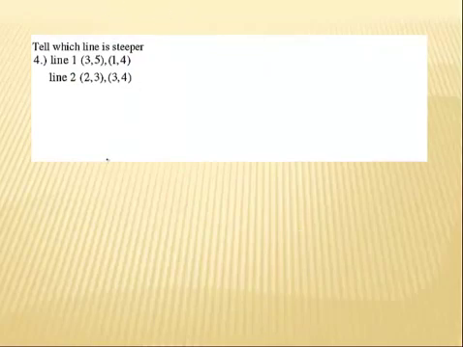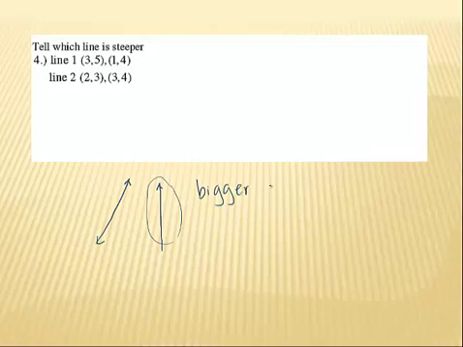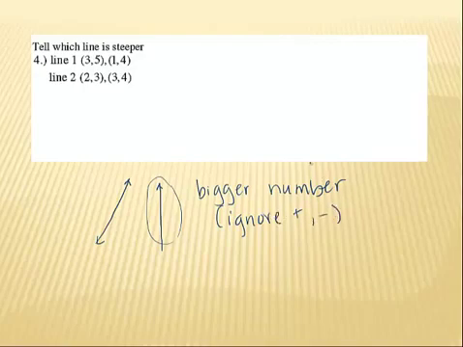Now let's talk about steepness. So here's one line, and then here's another line. Which one's steeper? Okay, the one that looks more up and down. But how do we figure that out without graphing? We are going to look for the bigger number, and we are going to ignore whether it's a positive or a negative sign, just the actual number itself.